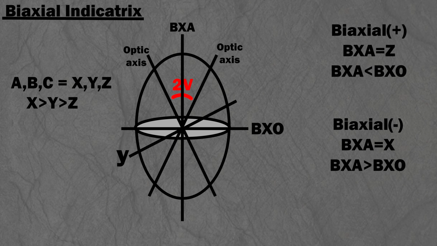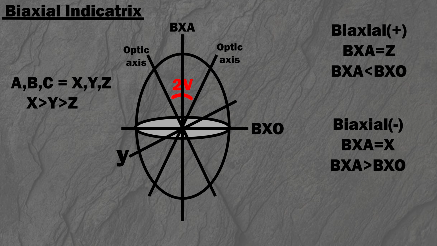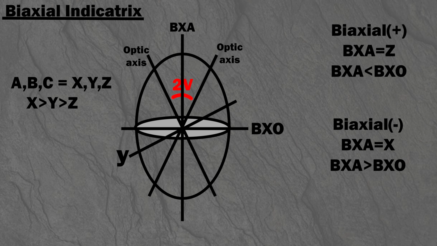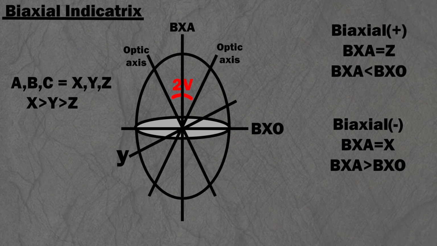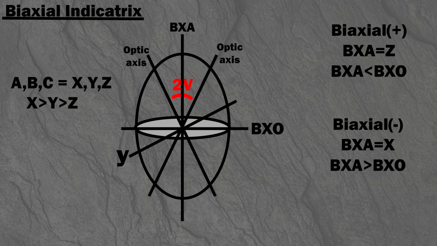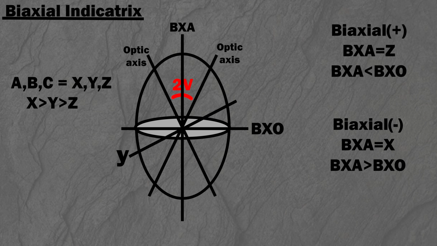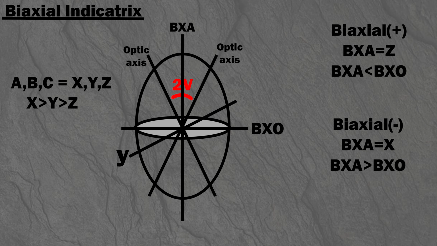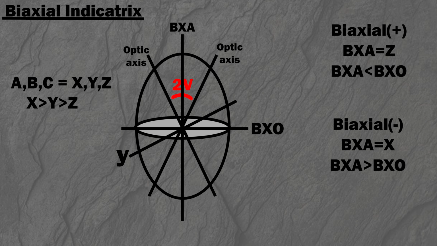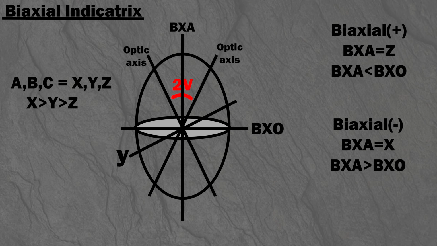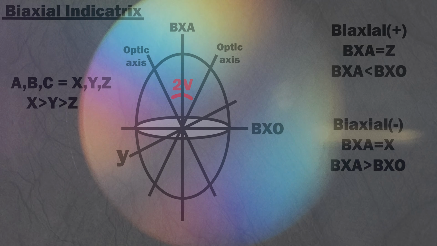The optic sign of biaxial minerals is determined by which of BXO or BXA bisects the 2V angle, and therefore whether BXA or BXO have the larger refractive index. If BXO has the lower refractive index, making BXA the Z or slow vibration direction, the mineral is biaxial positive. While if BXA has the lower refractive index, making BXO the Z, or slow vibration direction, the mineral is biaxial negative. We can use interference figures for biaxial minerals as well, but these look quite different.